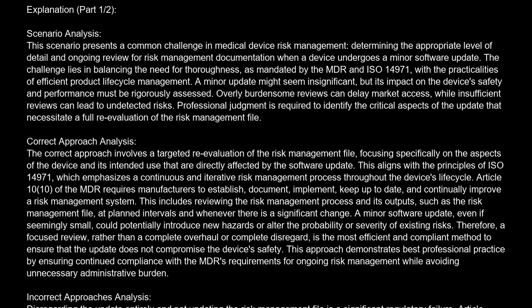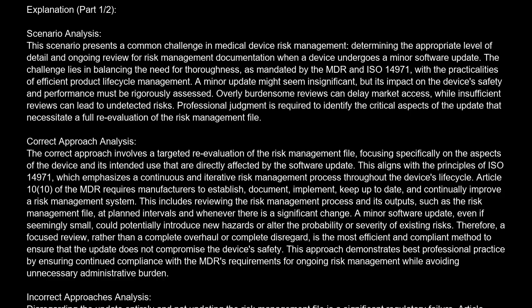The correct answer is C. Conduct a targeted review of the risk management file, focusing on the specific areas of the device and its intended use that are directly impacted by the software update, and document the rationale for the scope of this review.